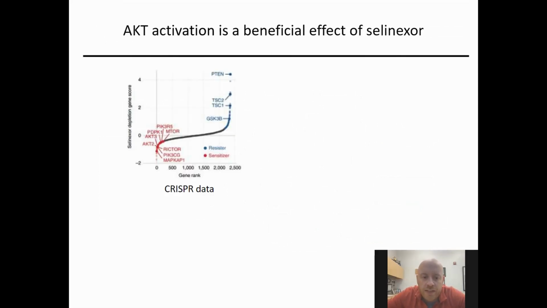When we did this analysis and we looked at our results, one of the things that stood out was that AKT activation has all the hallmarks of a beneficial effect of Selinexor. CRISPR screens showed that suppression of the PI3K AKT pathway sensitized cells to Selinexor, whereas forced activation, for example, by loss of the tumor suppressor PTEN, confers resistance to Selinexor.